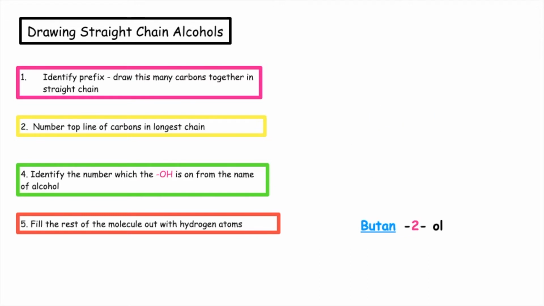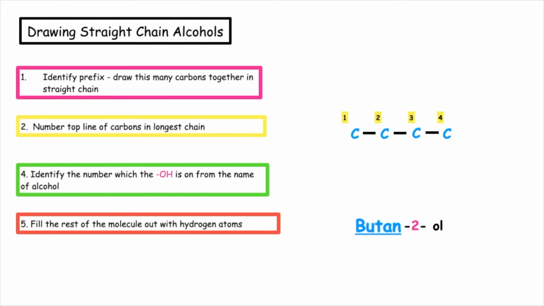So if you want to pause the video, you can have a go at this yourself, and when you're ready you can press resume and I'll go through how to do this one. So from the name we've got butan, so that tells us we've got 4 carbon atoms, so I'll draw them joined together. I'll then number the carbon atoms 1 to 4 from left to right.